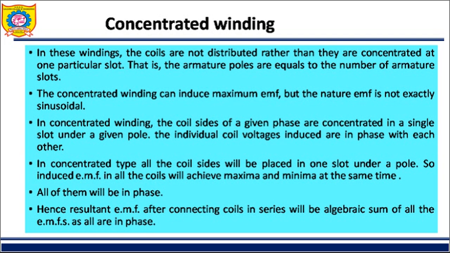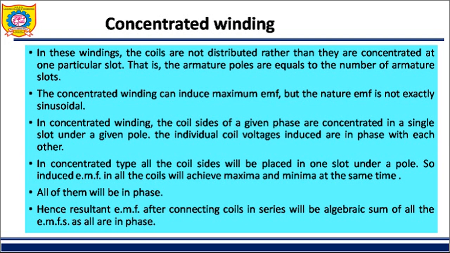Suppose we take a slot. In that slot, on the upper side there is one conductor, and on the downward side there is another conductor. So both conductors will take their maximum position at the same time or minimum position at the same time, because both cut the flux at the same time. So all of them will be in phase. Hence, the resultant EMF after connecting the coils in series will be the algebraic sum of all the EMFs, as all are in phase. This is the important point we have to consider.